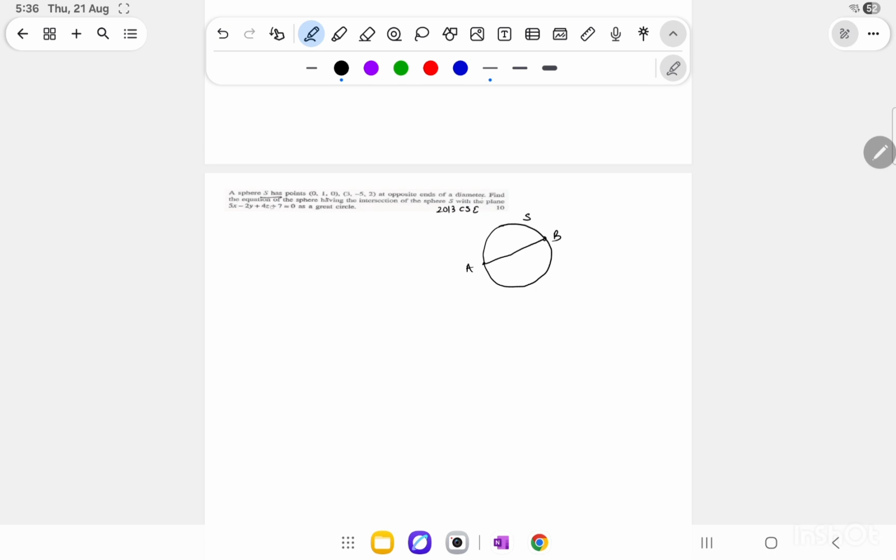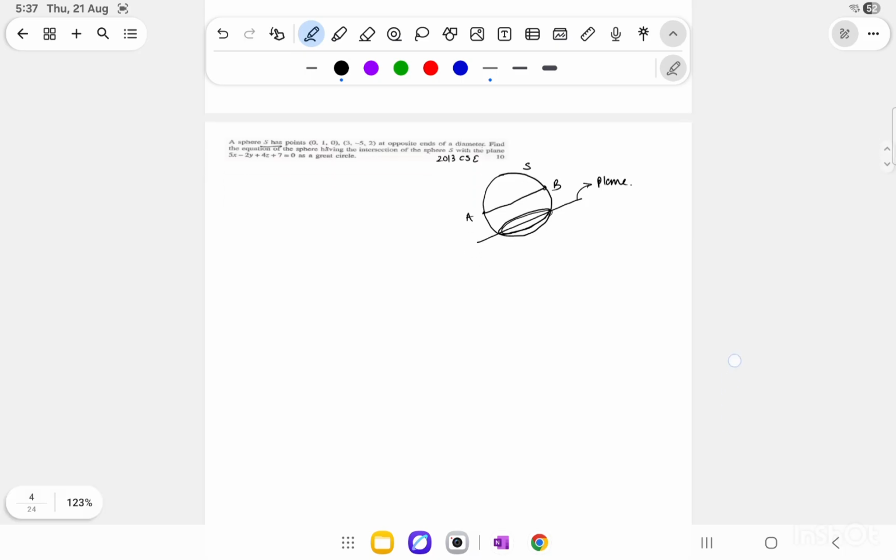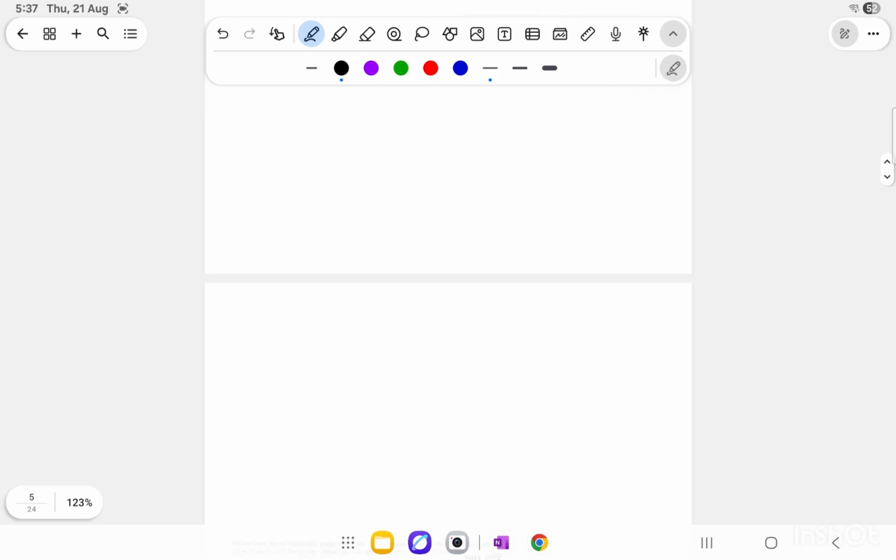Further it says, find the equation of the sphere having the intersection of sphere S with the given plane as a great circle. So they have given us the equation of a plane. Let's say this is my plane, and when the plane and sphere intersect, it forms a circle. So they have asked us to find the equation of the sphere for which this circle formed by the intersection of the plane and sphere S is a great circle. And this one is a repeated question. We have discussed this same question in a previous part of this series. So let us just move on to the next question.